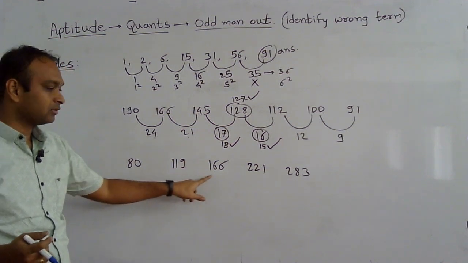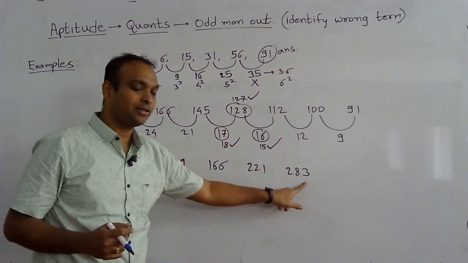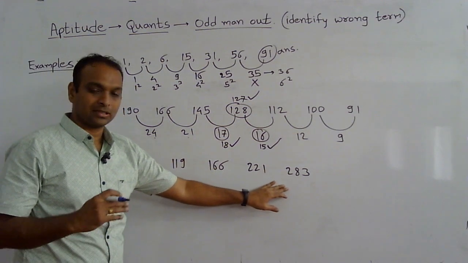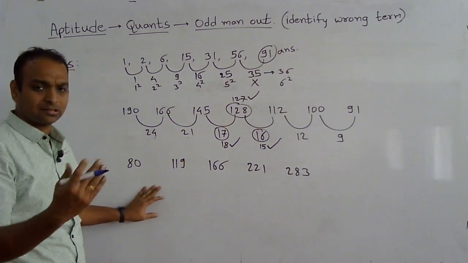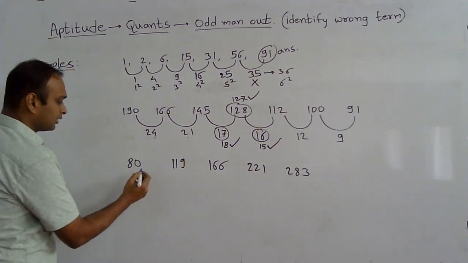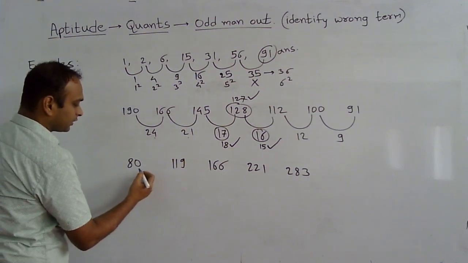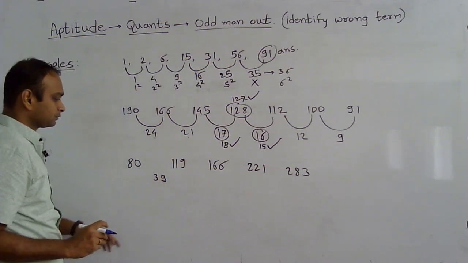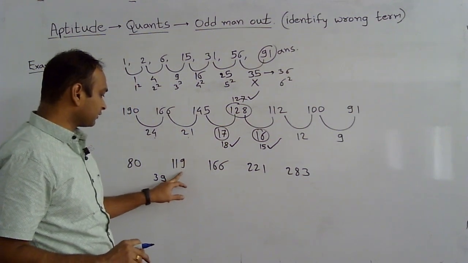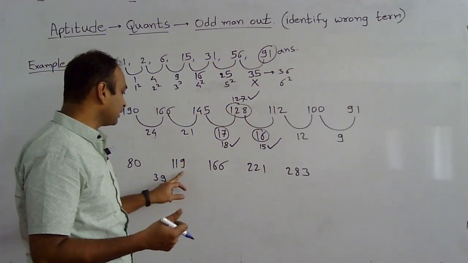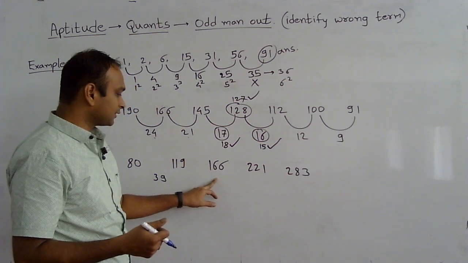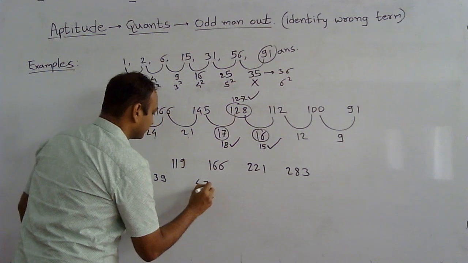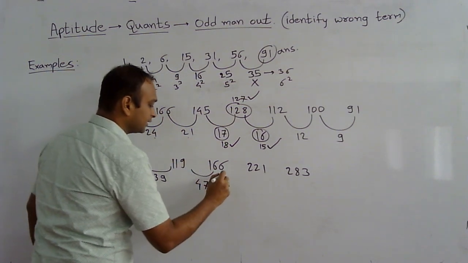80, 119, 166, 221, and 283. Okay, now in this series, again if you check, it is increasing by some difference. So let's take out the difference again here. So 80 and 119, what is the difference? 20 plus 19, the difference is 39. Here, what could be the difference? 119 plus 1 is 120, and then 120 plus 40 is 160, and one more 6. So maybe the difference is 47 if I make it like this.